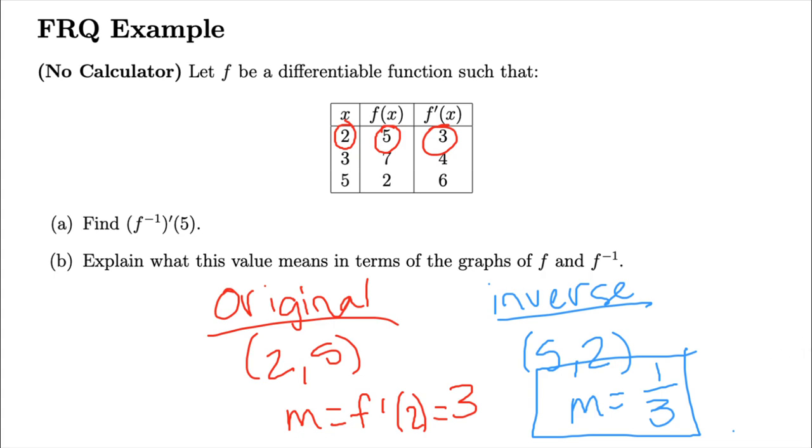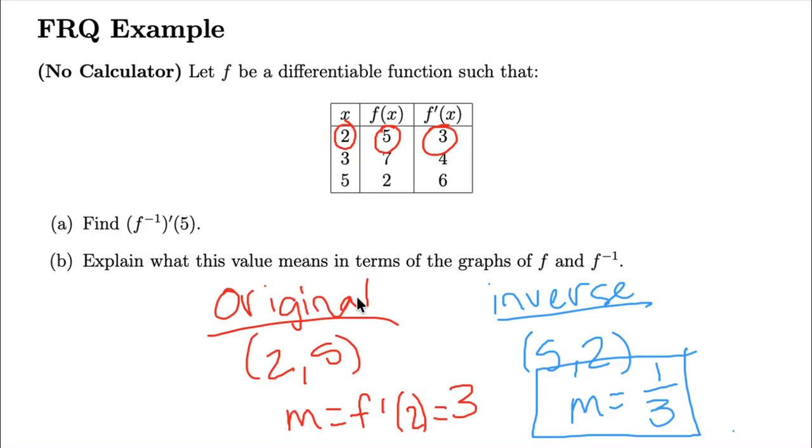Okay, now let's go ahead and move on to part B. So we've kind of already done this, but I'll just reiterate it. So it says explain what this value means in terms of the graphs of f and f prime. So basically what that means is the value we found in part A, this 1/3 here, represents the slope of the tangent line to the graph of the inverse function at the point (5, 2). That slope is the reciprocal of the slope of the tangent line to the graph of our original function f at the corresponding reflected point of (2, 5).